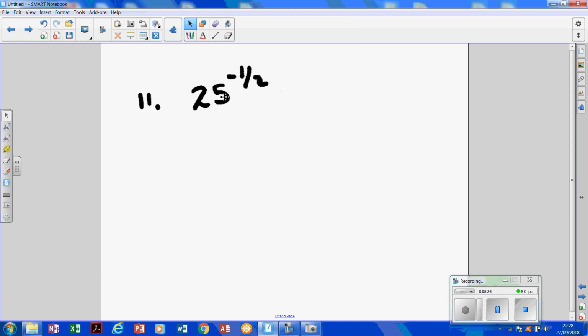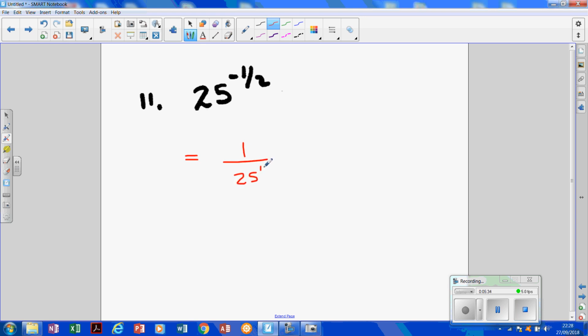Number 11, I want 25 to the power of minus a half. Can't deal with negative powers, drop it down to the bottom, so it becomes 1 over 25 to the power of half. Anything to the power of half is a square root, so it's 1 over the square root of 25. Square root of 25 is 5, so it's 1 over 5.